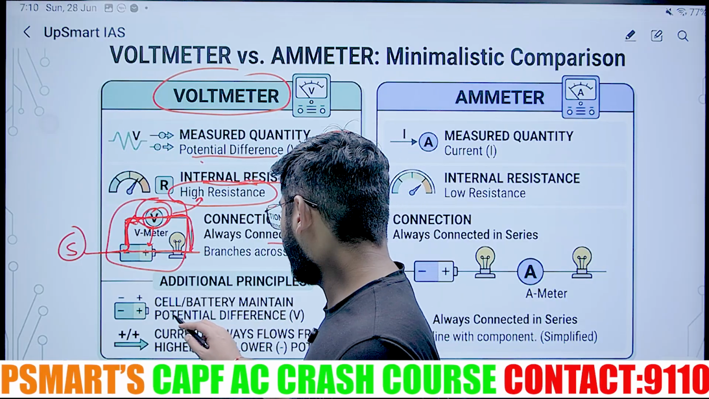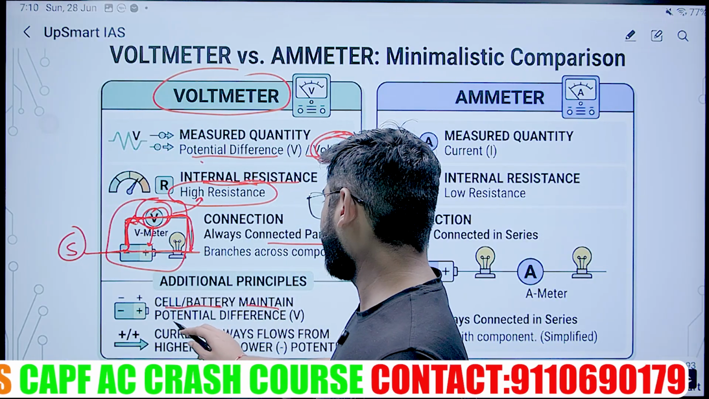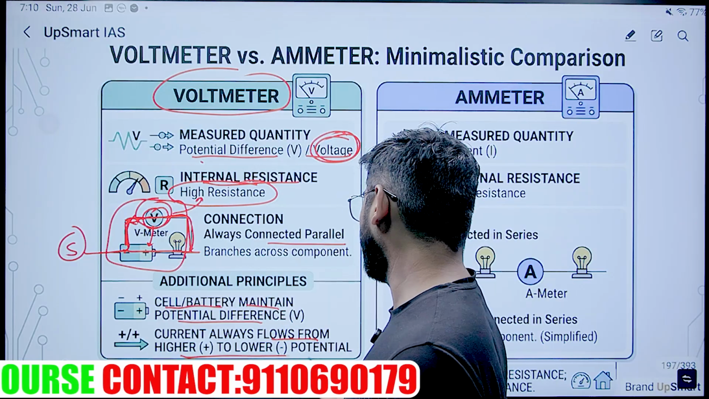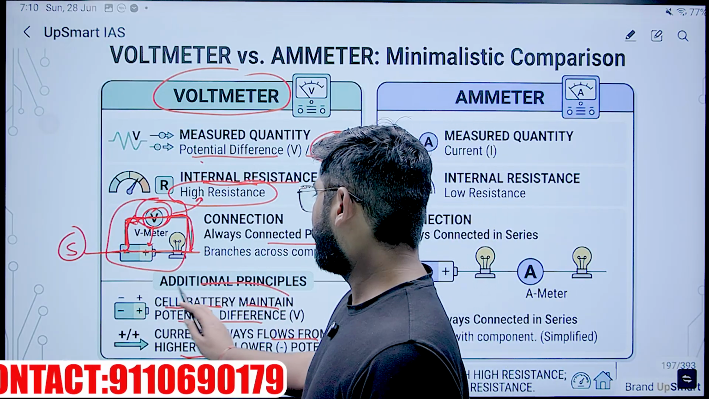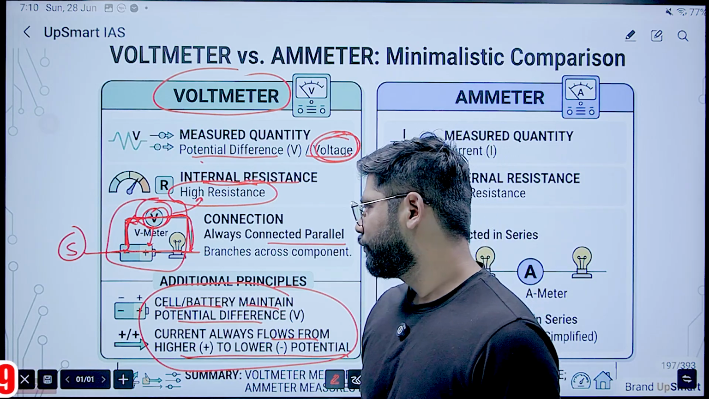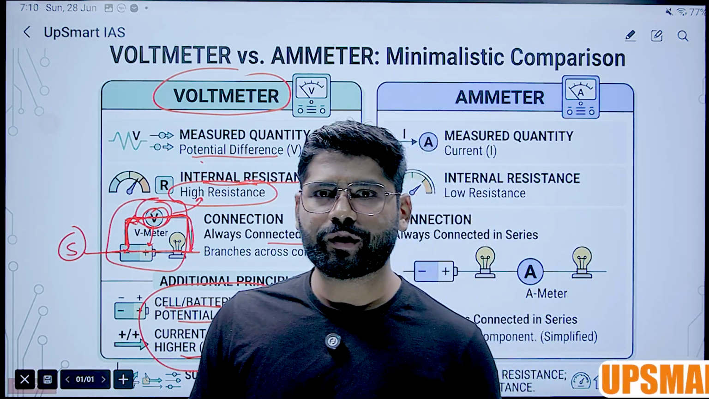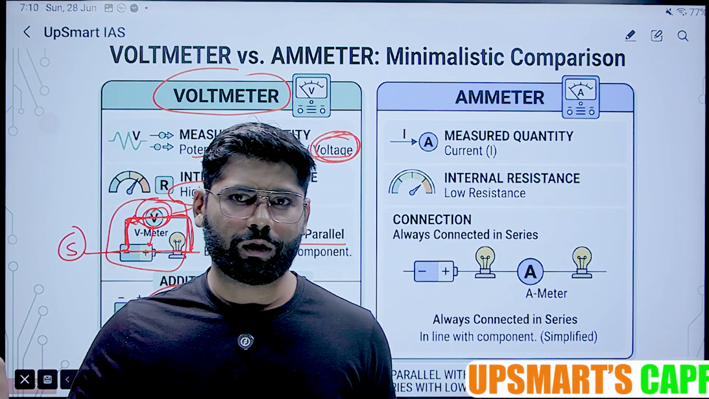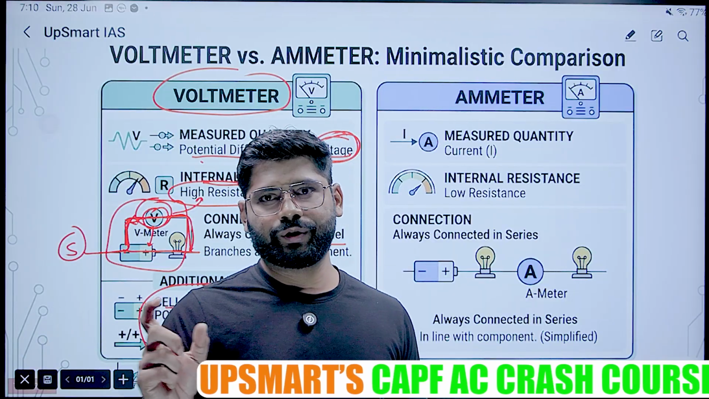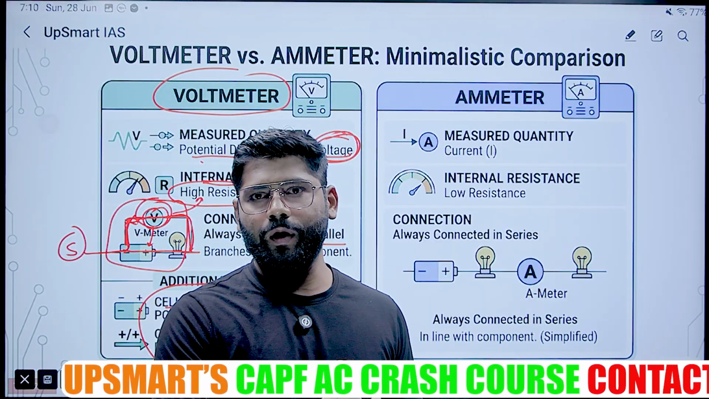If you see the cell batteries, they maintain the potential difference. Current always flows from higher to lower potential. This is the principle on which a voltmeter works. So a cell battery maintains the potential difference, meaning what? It allows positive charge to move from one place to another place.